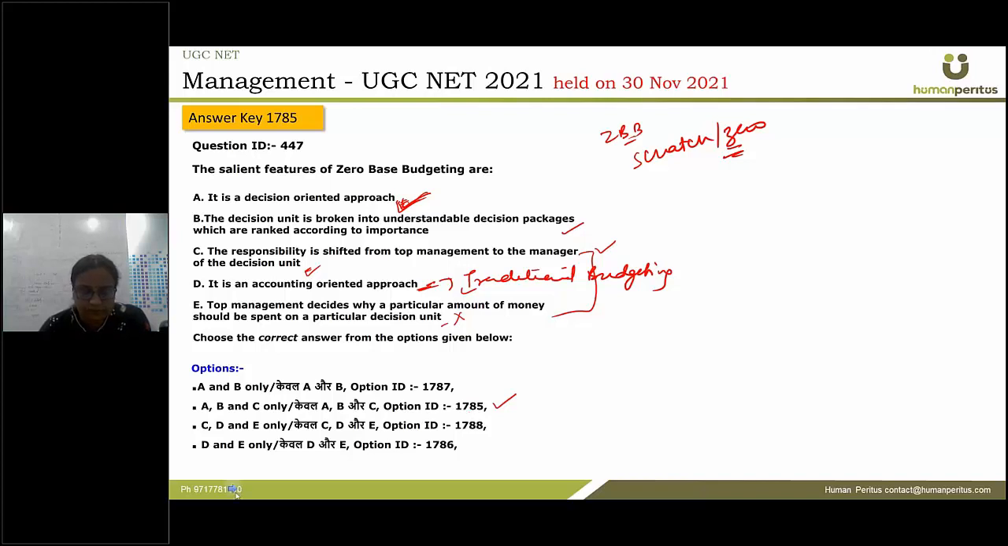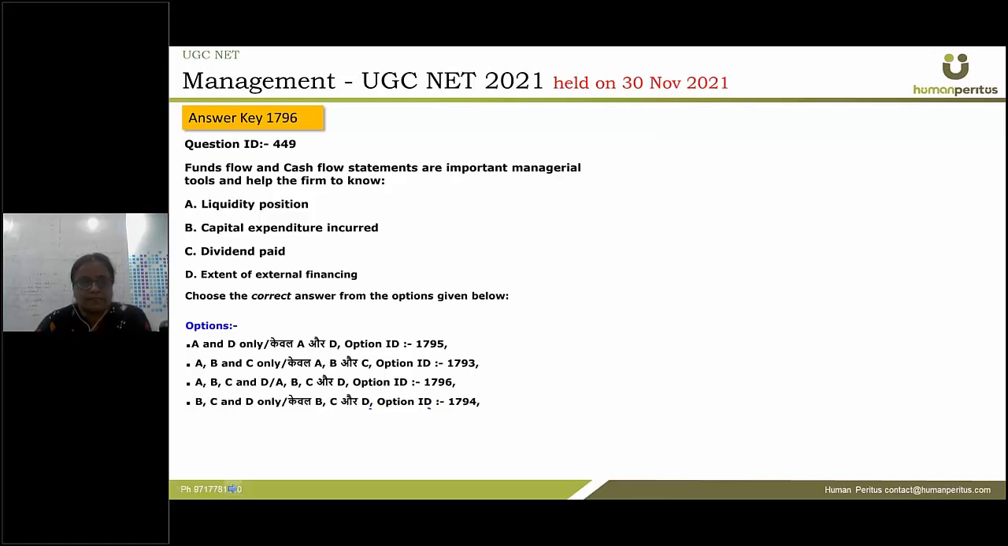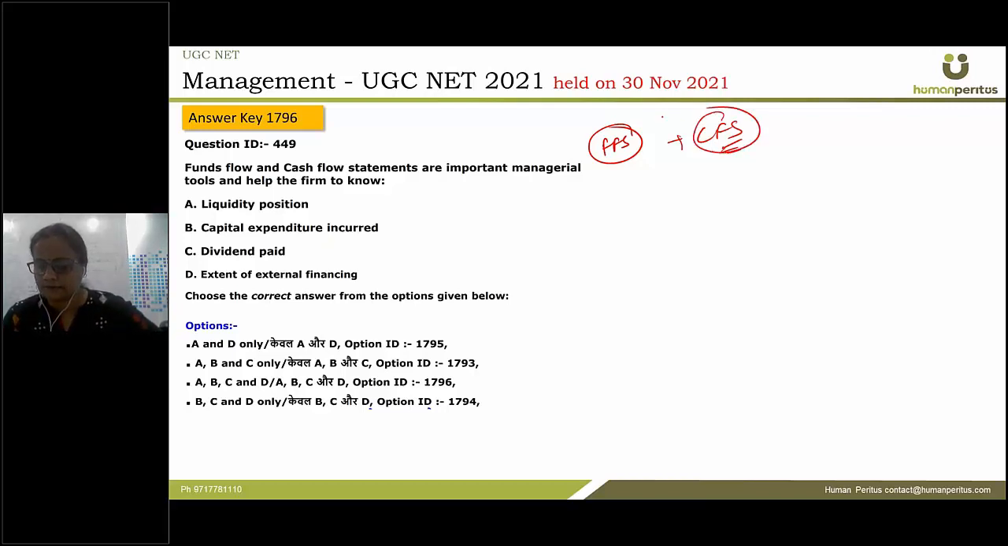Next. Now the next question says, fund flow and cash flow statements are important managerial tools and help the firm to know liquidity position, capital expenditure incurred, dividend paid, extent of external financing. Now we have to identify in which thing these cash flow statements and fund flow statements help, right? So what actually FFS? So FFS was prepared way back. Now CFS is prepared. Cash flow statements are prepared. So what actually FFS and CFS are?